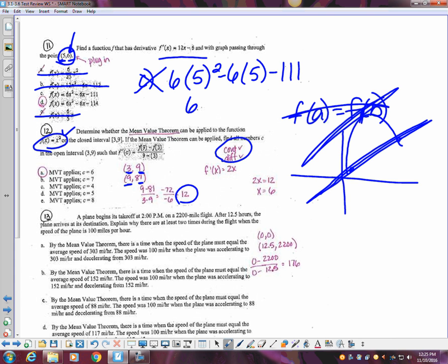Then I find the slope, so y minus y over x minus x, and that gives me a slope of 12. Then I take the derivative of my original function, and I set it equal to my slope, which if you think about it, is exactly what we just said over here with this picture. I want the slope of the tangent line to equal the slope of the line that went through those 2 points. So that's why I do that.